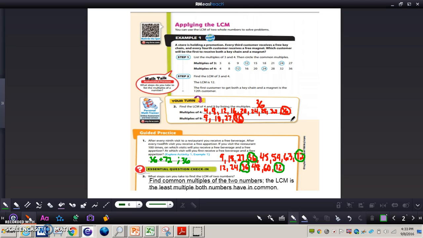Okay, let's conclude the video on looking at the essential question check-in. So it says, what steps can you take to find the least common multiple of two numbers? Find common multiples of the two numbers. The least common multiple, or LCM, is the least multiple both numbers have in common. And I do want you to write that down as well in your Go Math book. So this concludes the video on least common multiple. If you have any questions about this concept, please come and see me.